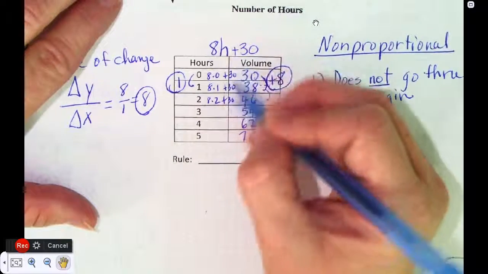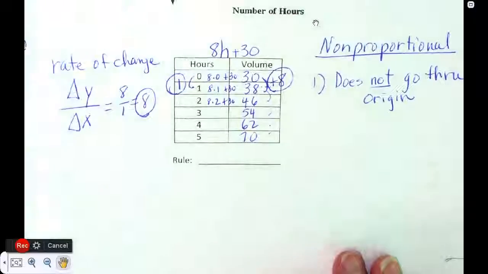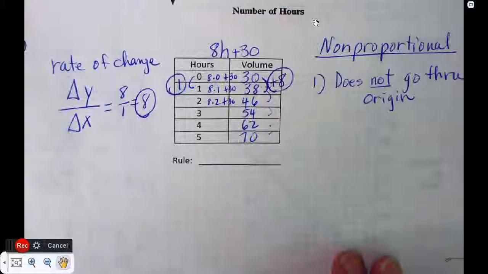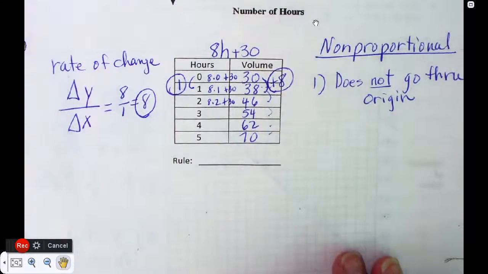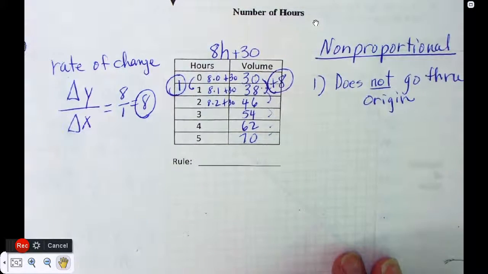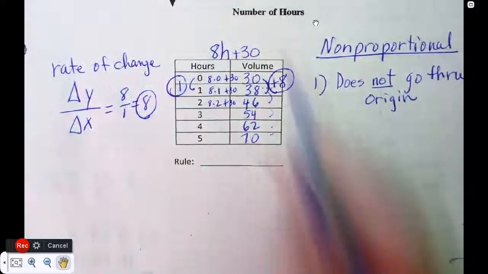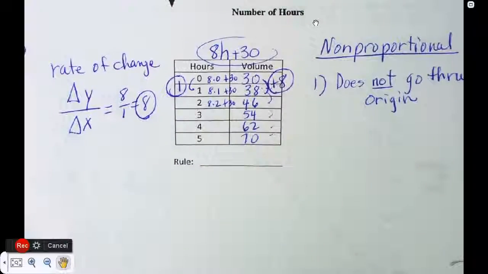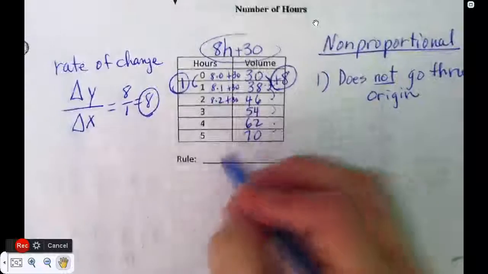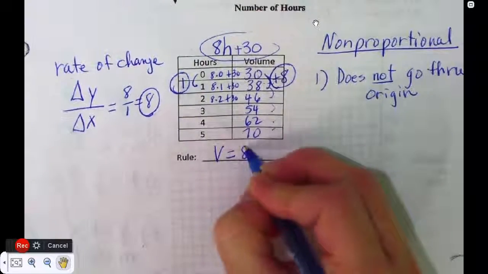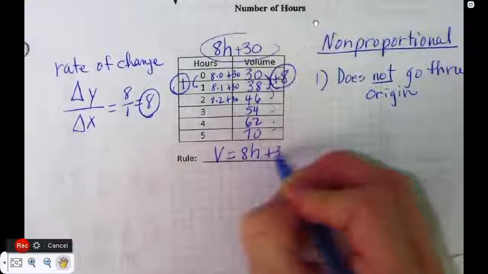And you just need to test 3 of them because we already know it's linear. We're not trying to prove it's linear. We already know it's linear because we can see the graph. We're just trying to prove this is the equation that gets me the volume. So to get the volume, I'm going to multiply 8h plus 30.